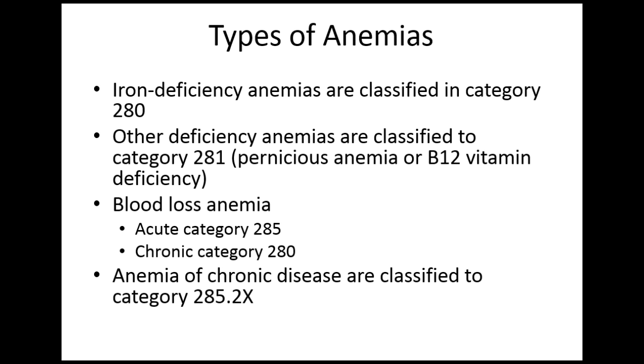These codes may be used as the principal or first listed diagnosis when the reason for the encounter is to treat the anemia. They may be used as secondary diagnosis codes when the reason for the encounter is to treat the underlying chronic disease or another condition.